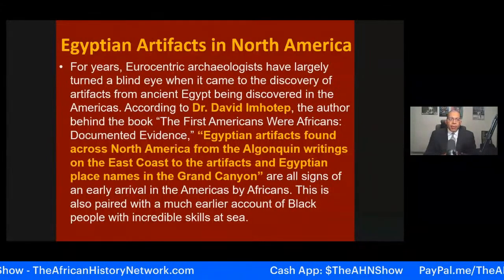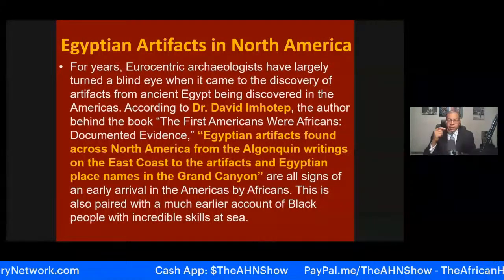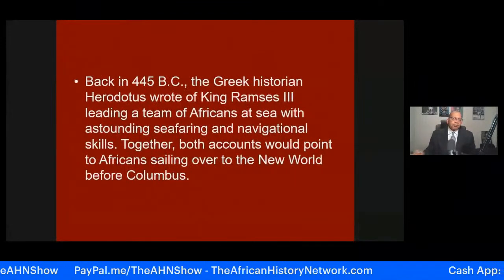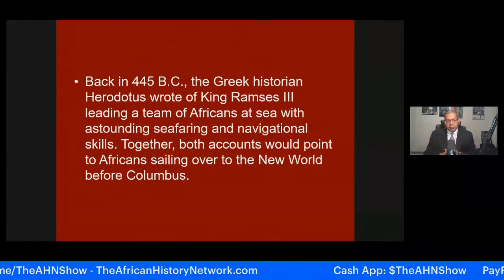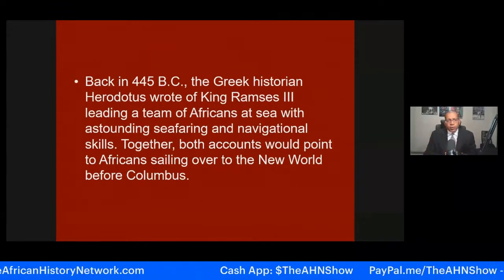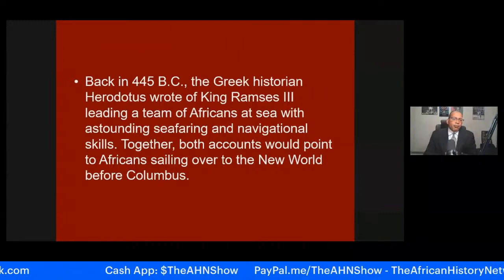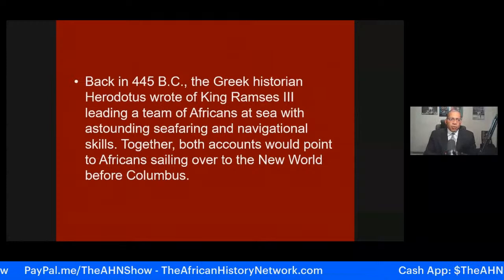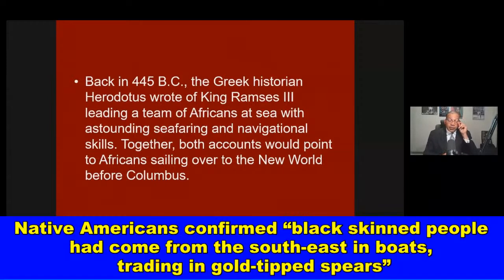This is also paired with a much earlier account of Black people with incredible skills at sea, seafaring, sailing. Now, back in 445 BC, the Greek historian Herodotus wrote of King Ramses III leading a team of Africans at sea with astounding seafaring and navigational skills. Together, both accounts would point to Africans sailing over to the New World before Columbus.